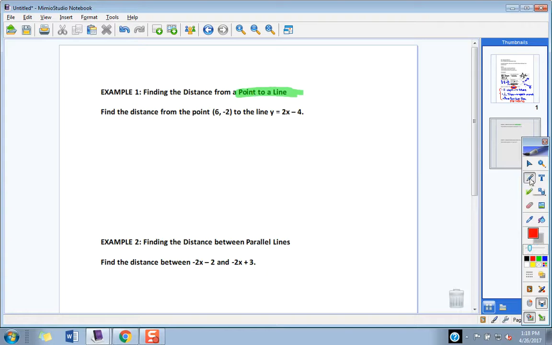Point to a line. Okay. In this example right here, it says find the distance from which point? 6 comma negative 2. That's the first point they give me. I'm going to say, you know what? That's kind of like an x1, y1 value. They want the distance from that point to the line y equals 2x minus 4.